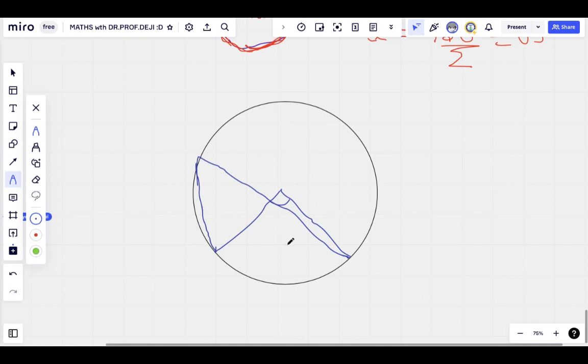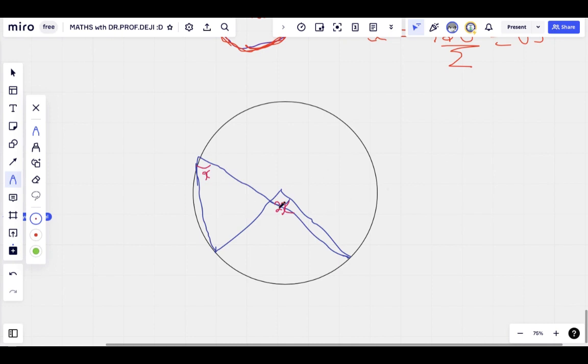See the way they drew this in order for us to be confused. They drew it in order for us to be confused. Here is an angle at the circumference. Remember, whatever this one is, here will be twice the value. The angle at the center will be twice the value, 2x. The angle at the center is twice the value.